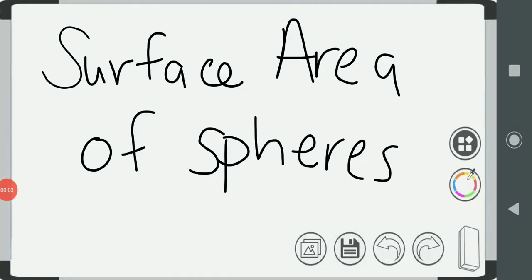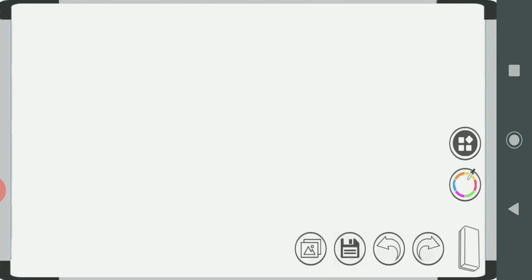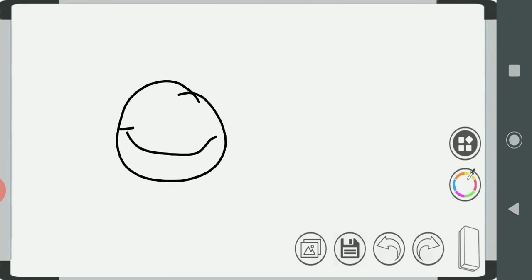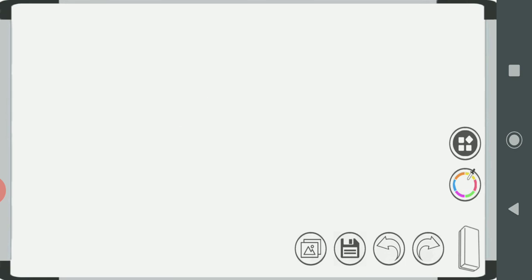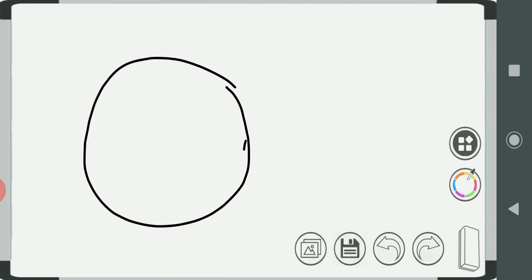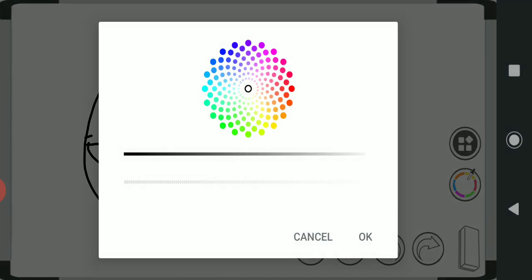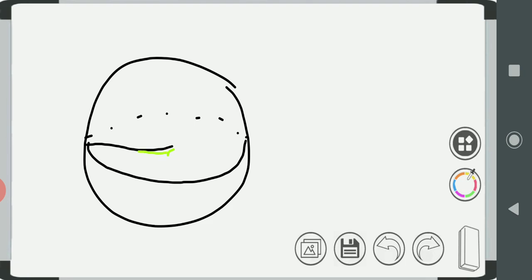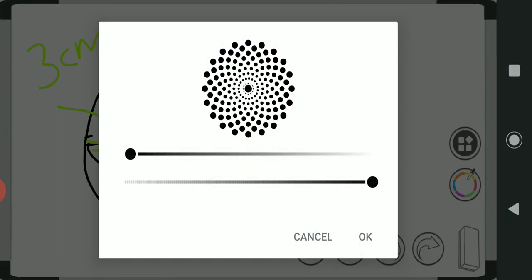Surface area of spheres. Now remember, a sphere is just a ball, right? And they usually draw it something like this. It's supposed to look like this. Anyway, let's try that again. And then they oftentimes give you a radius, right? Let's change the color on that so we can see that's different. They give you a radius of, say, 3 centimeters. That's our radius. So that's a sphere.